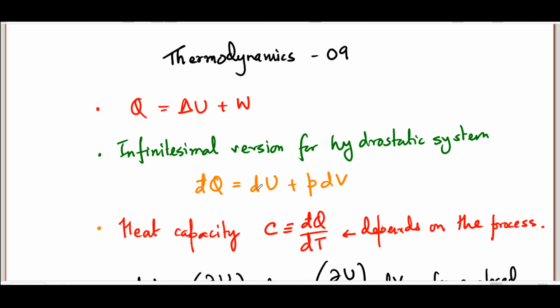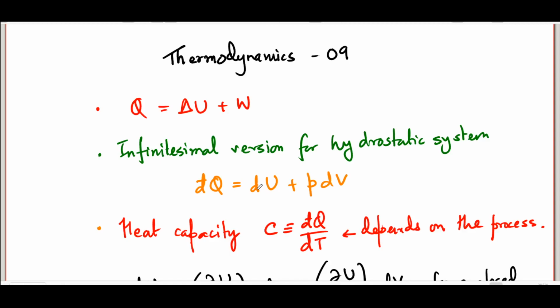The heat capacity for any system can be defined to be C equals đQ/dT, the rate at which heat is absorbed for unit rise in temperature. But what is very important is to remember that this depends not only on the system but also on the process.